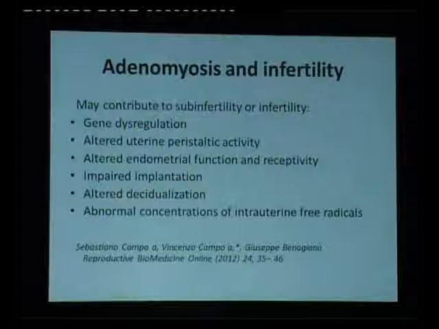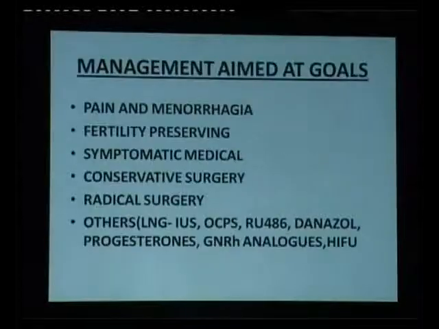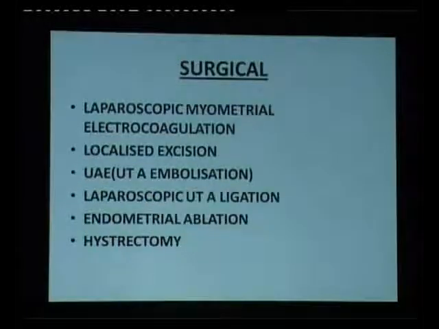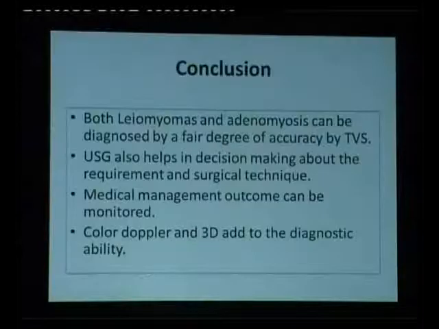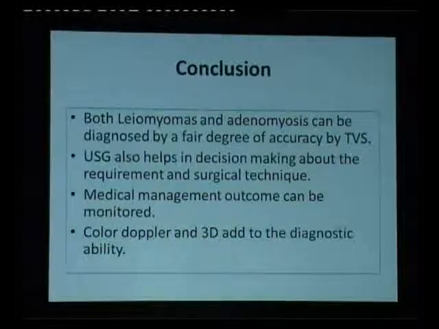Now, adenomyosis leads to infertility in various ways. Subendometrial blood flow, as I said, is one of the important things affected, and uterine contractility is the other very important feature. So we look at all the management goals. I will not go into the details, but both leiomyomas and adenomyosis can be very effectively diagnosed by a well-performed transvaginal ultrasound. Color Doppler and 3D do add a lot of value to the diagnostic ability, and the important feature is that when you're doing medical management or any other embolization or MRI, the outcome of that management can also be very well studied.